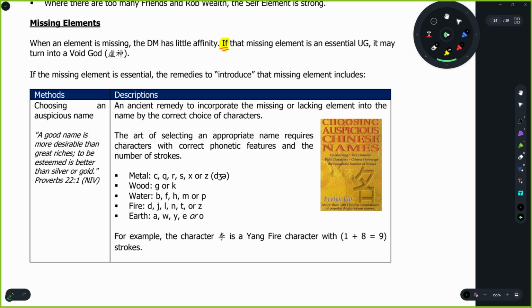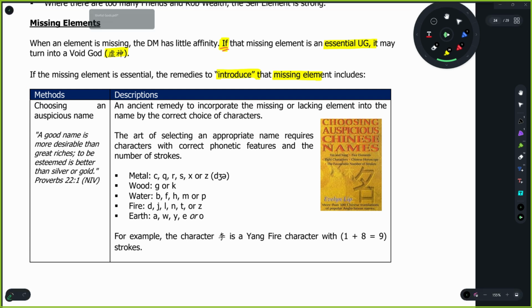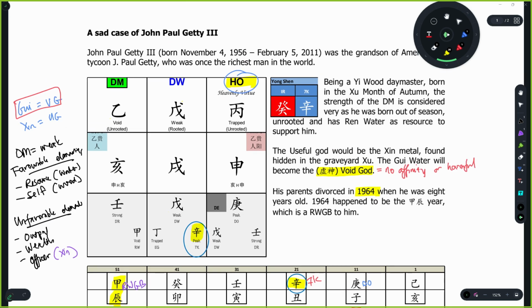And this koi water appears to be an essential useful god, which of course has turned into a white god. And so the remedy would be, if we look into literatures of the past and even until today's current practice, we do find that the missing element needs to be put into place. Therefore, the remedy is to introduce that missing element into your life. And so, if one were to advise somebody with this chart, the remedy is to introduce koi water into your chart.